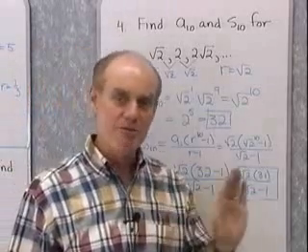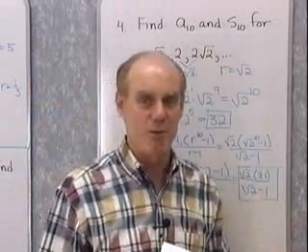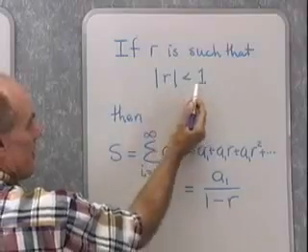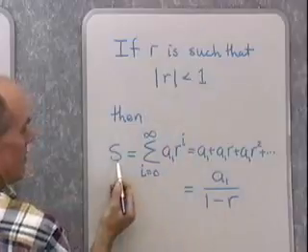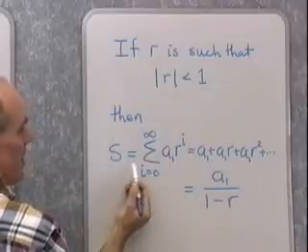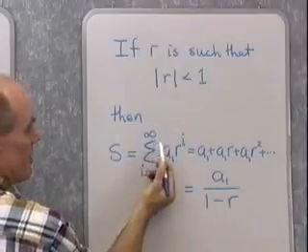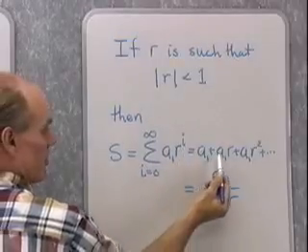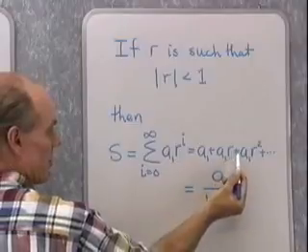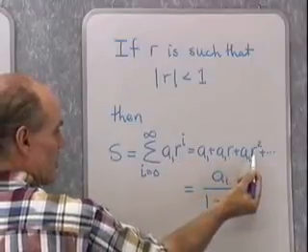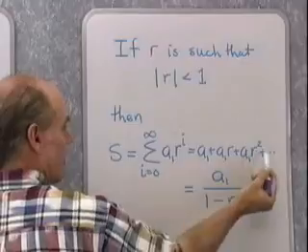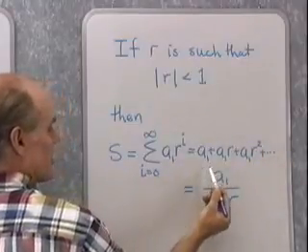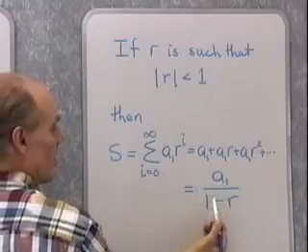Next I want to look at a formula that we can use to find the sum of the terms of an infinite geometric sequence. Let's take a look at that formula. This formula says that if our common ratio R has an absolute value less than 1, then big S, the sum from i equals 0 to infinity of A sub 1 R to the i, which is the first term plus the first term times the common ratio plus the first term times the common ratio squared, and so on and so forth as far as we want, that is, the sum of all the terms in this sequence is equal to A sub 1 over 1 minus R.